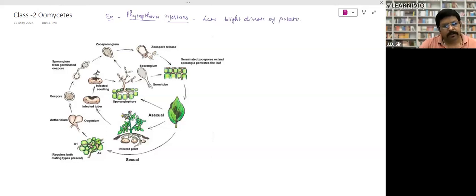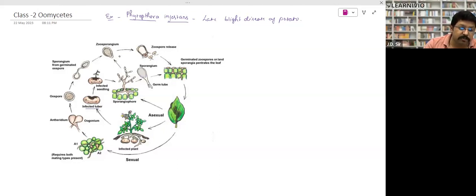Right? What happened in the late blight disease of potato? Basically, this is the fungus mycelium. It infects the plant this way. The leaf becomes like this, and the potato tubers get infected. You can see this is an infected tuber, right? Inside the infected tuber, this fungus grows, and it releases some spores, right?